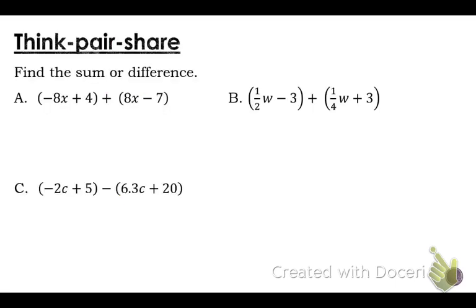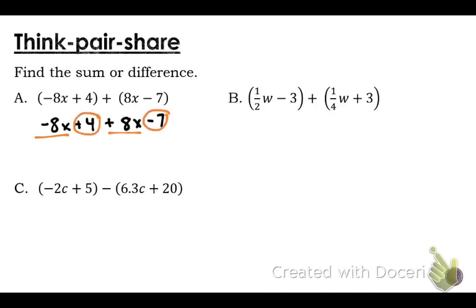All right, the next section is a think, pair, share section. So what I want you to do is try to do problem A on your own. If you get stuck, look at your notes on some of the examples we just did. Okay, let's see how you guys did. As you can see, we do not need the parentheses on either of them because there's positives in front of both of them. Let's underline the like terms. That's the x family, and this is the constant family.